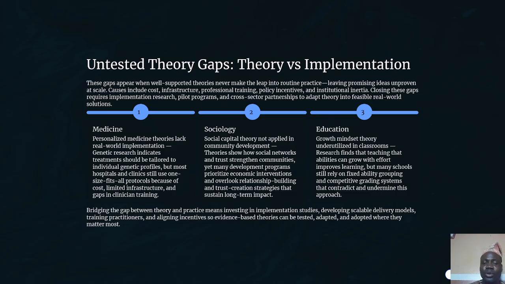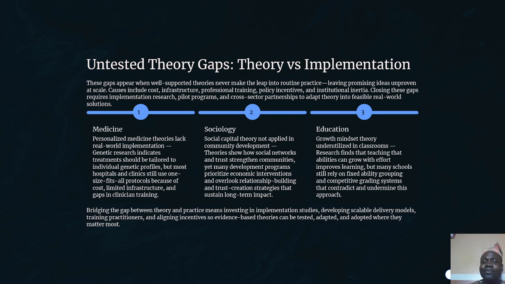The next thing is sociology, social capital theory not applied in community development. Theories show how social capital theory talks about how social networks and trust strengthen community. Yet many development programs prioritize economic interventions and overlook relationship building. So this is very important in social and behavioral settings research.